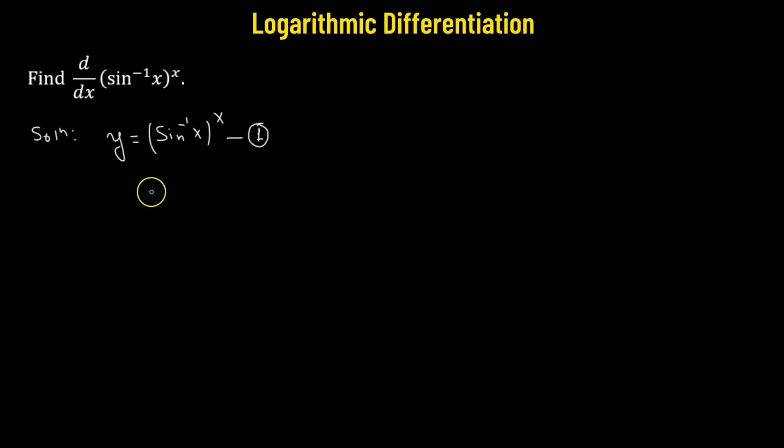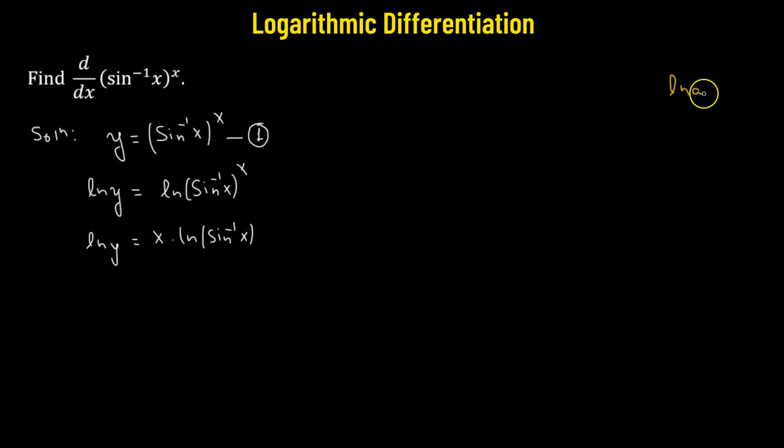We'll perform a logarithmic differentiation here, but before that we'll have to take the natural log on both sides, which gives us natural log of y equals natural log of (sine inverse of x) whole raised to the power of x, such that we have log of y equals x times natural log of sine inverse of x. Here we have made use of the fact that whenever we have natural log of a raised to the power of b, this can also be expressed as b times natural log of a.